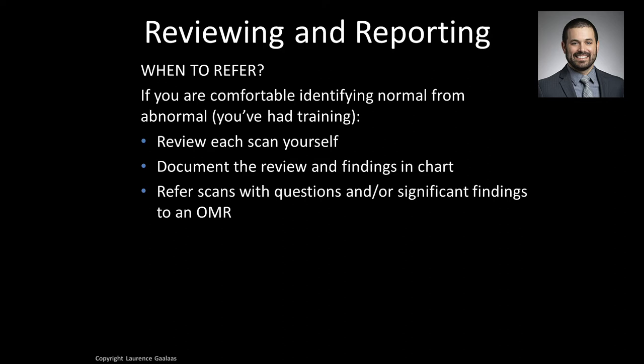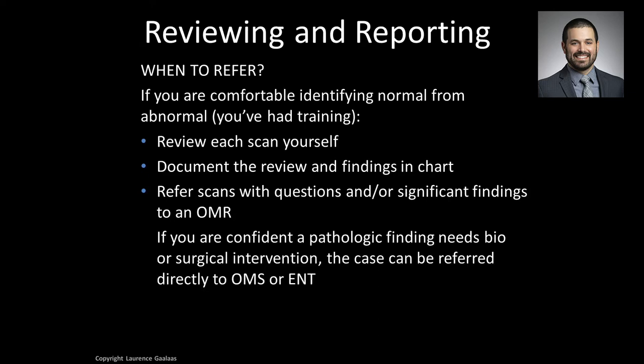And our advice is, even if you're reviewing scans for yourself and you've done the training and you're practicing and feeling confident with it, do have a relationship with an oral and maxillofacial radiologist so that when you have a question or a significant finding and you're wondering what it is, you can reach out for clarification. We're here to help. On that note, if you find something and you're confident it needs a biopsy or a surgical intervention, I'm a big advocate for team-based care. You can make the referral straight to surgery or ENT as appropriate.